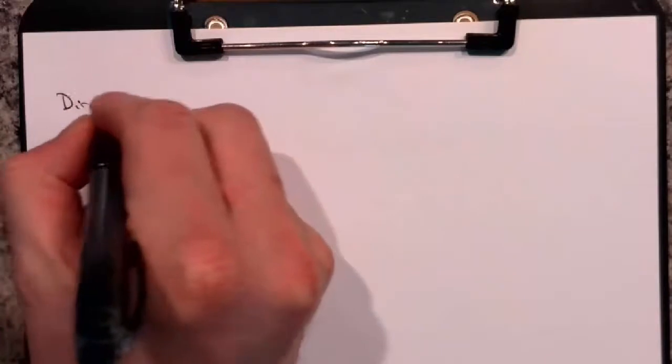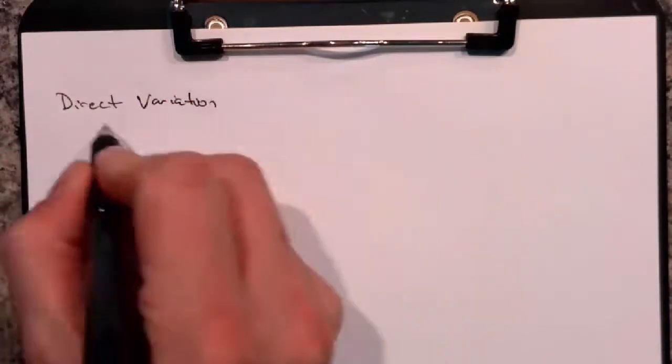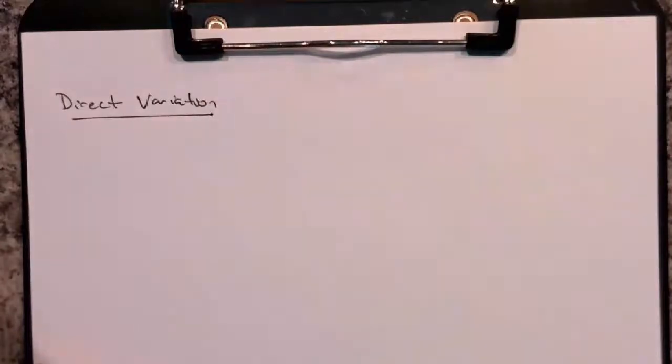This video is on direct variation, and we're just going to take a look at a definition and then an example involving it.